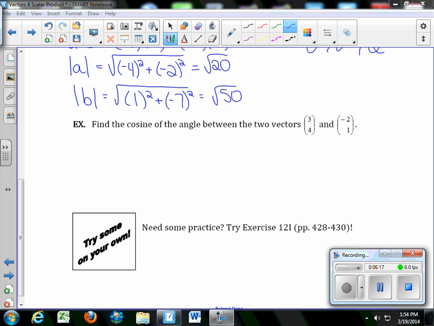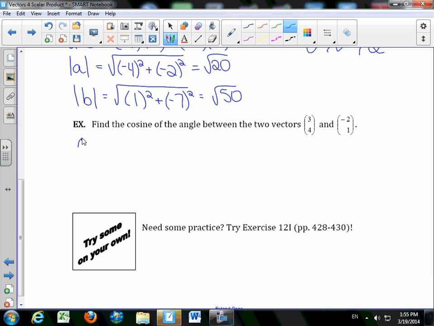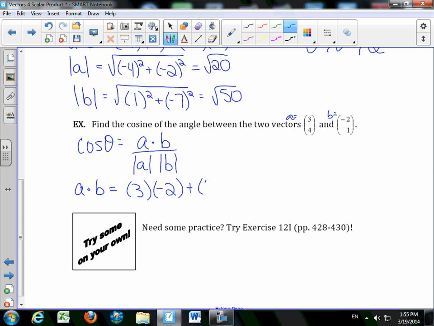Okay, so the last one is actually easier than the first two because they ask for the cosine of the angle. So we don't actually have to calculate the angle, we can just leave it as cos theta. So if we again plug in, we have cos theta equals, and I'm going to name my vectors A and B, A dot B, or the dot product of A and B, over A times B. So A dot B, or the scalar product, is going to be 3 times negative 2 plus 4 times 1. And that is negative 6 plus 4, which is negative 2.